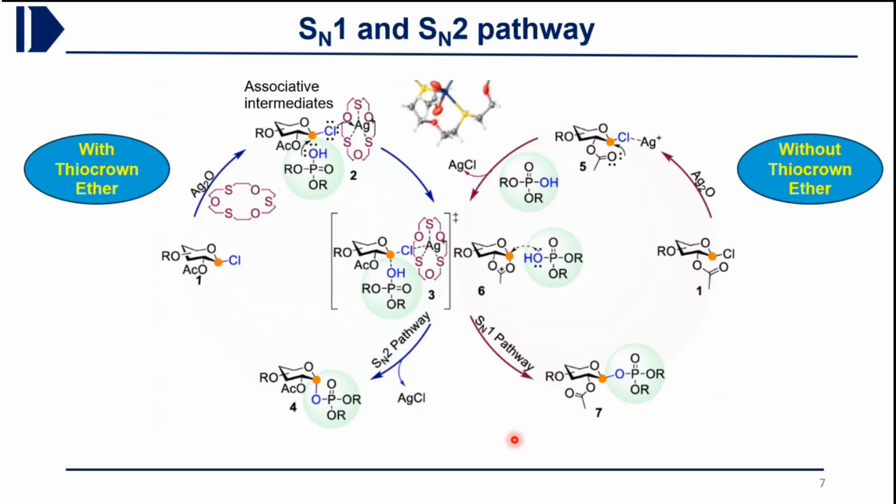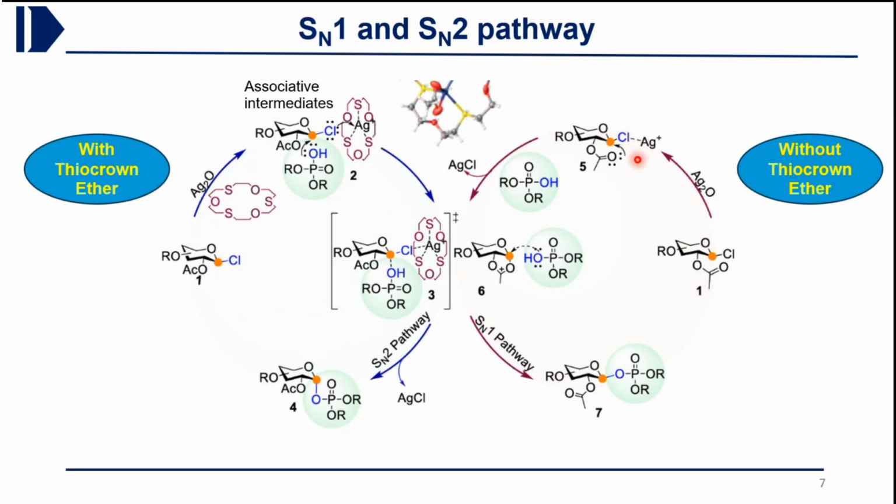Now the SN1 and SN2 pathways. We'll discuss what is happening with thiocrown ether, and how the reaction goes without thiocrown ether. First, without thiocrown ether, which is the normal Koenigs-Knorr glycosylation with this beta glycosyl chloride in the presence of silver oxide as a promoter.